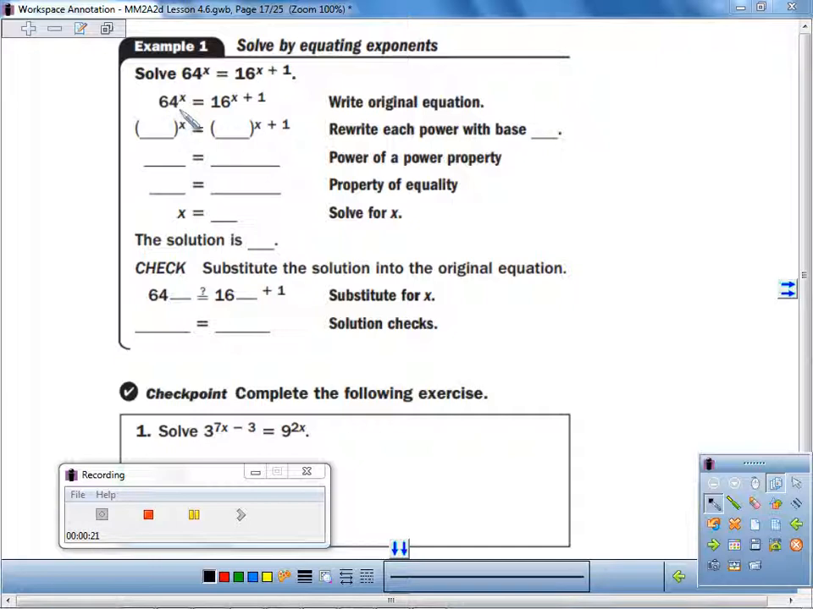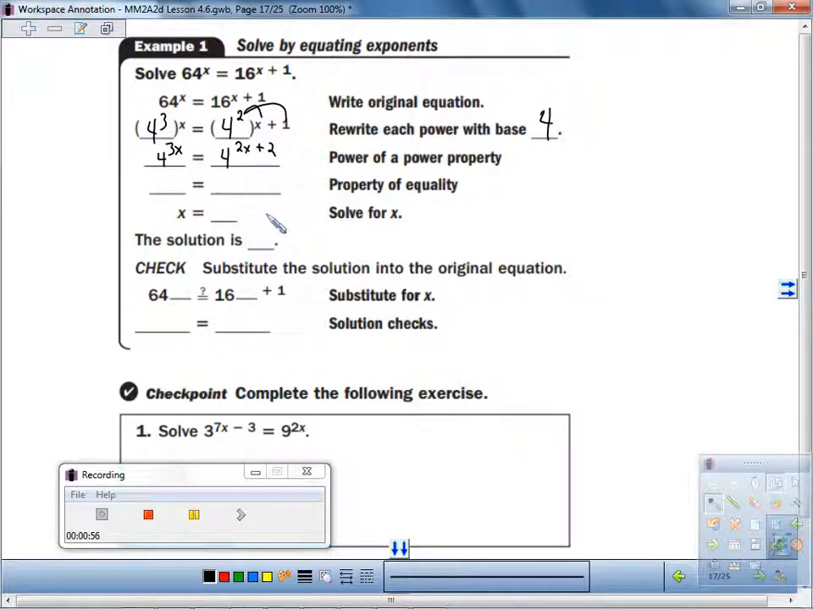Now here 4 goes into both of these. Both of these can be written as powers of 4. So 4 to the third power represents 64, and 4 squared represents 16. Now, what we have to be careful of here is we'll end up multiplying the 3 times x. We end up with 4 to the 3x power. Let's go ahead and distribute this 2 through up here, so we end up with 2x plus 2.